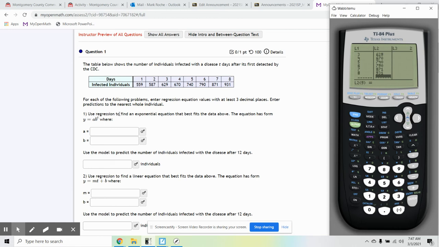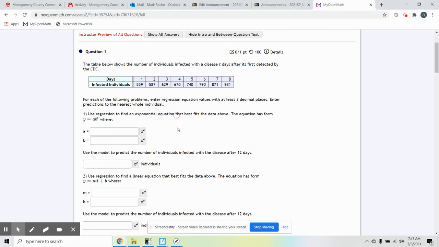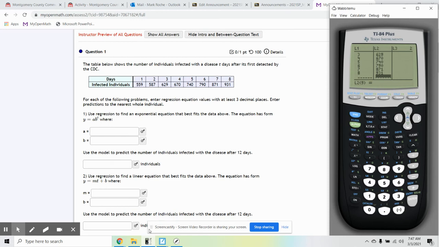So the first thing it wants is the exponential regression. We'll talk more about that in chapter 3. But just for this problem, all you have to do is go to stat, calculate, and scroll down to exponential regression. It should be option 10 or 0, depending on how you look at it. X values are from L1, Y values are from L2, and I'm going to hit calculate. So I'm just going to copy these numbers over. My A value here is 506.844, to 3 decimal places.